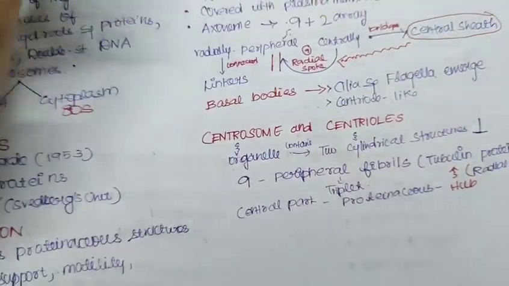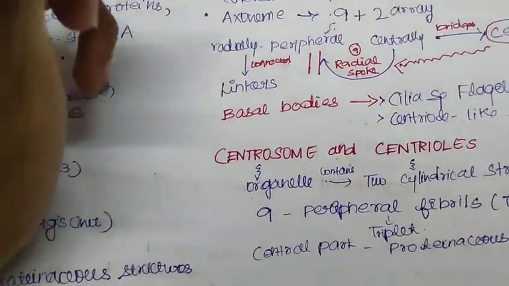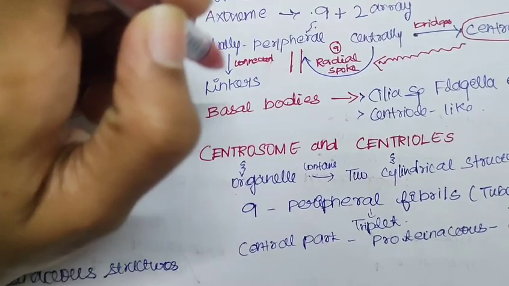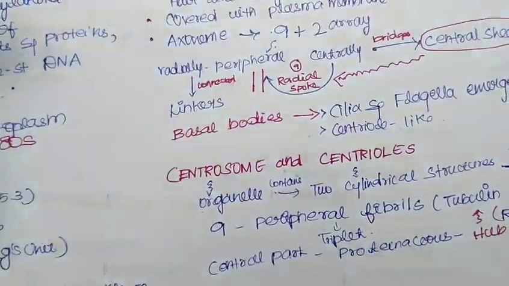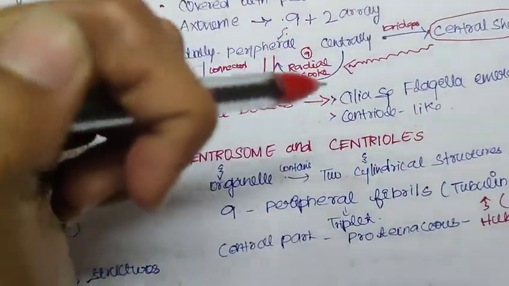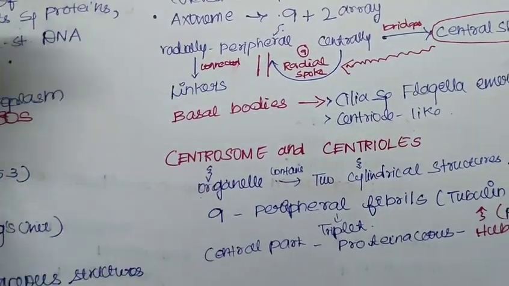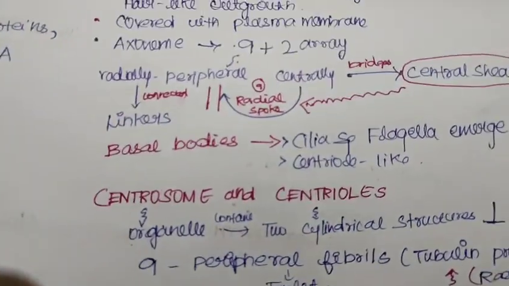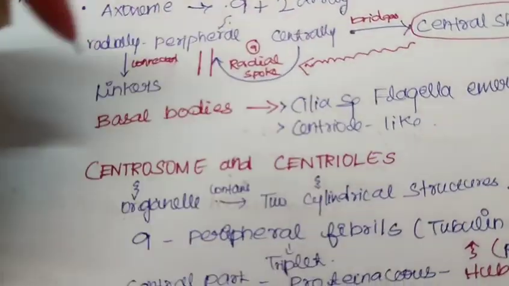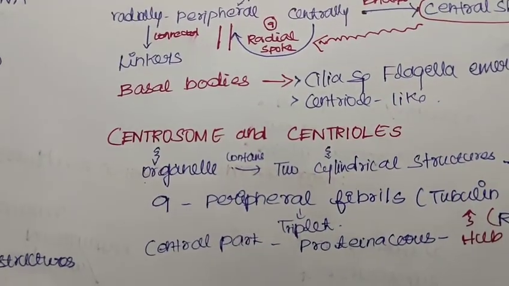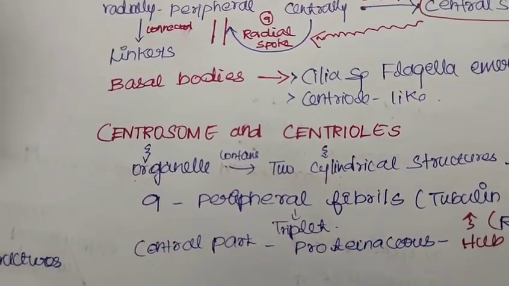I'm sorry for confusing you. These peripheral tubules are connected by linkers, but the central tubules are connected by bridges. Central and peripheral tubules are connected by radial spokes. I hope you are clear now. And where are these cilia and flagella coming from? These are emerging from something called basal bodies, and these basal bodies have a centriole-like structure.